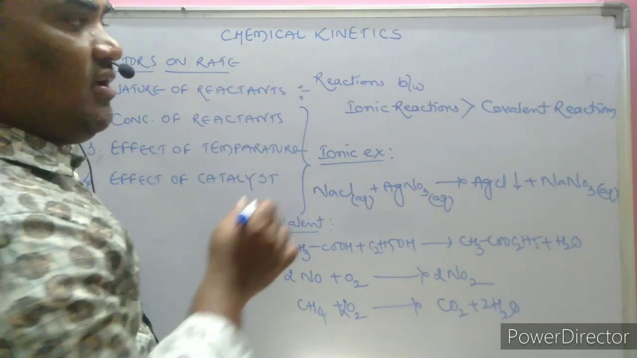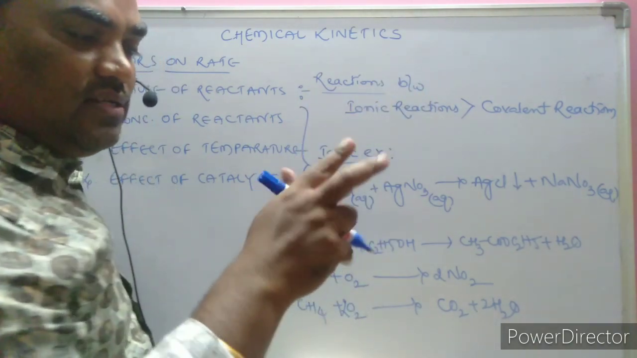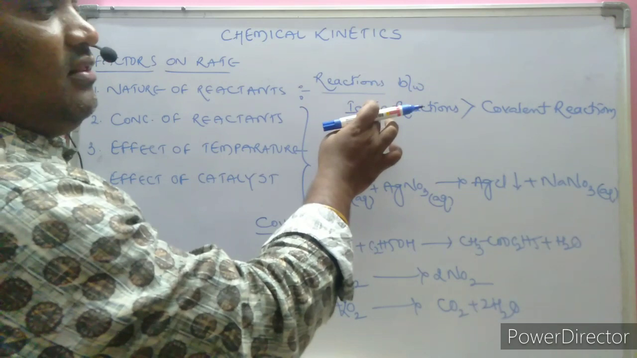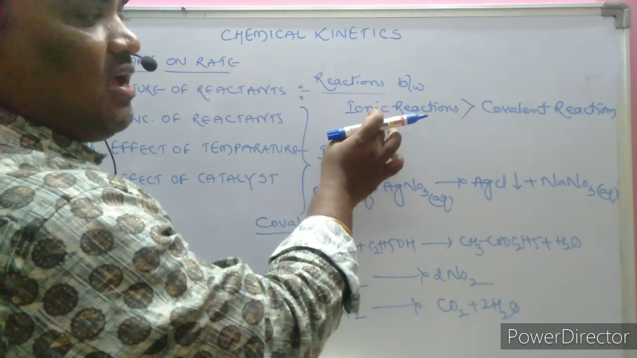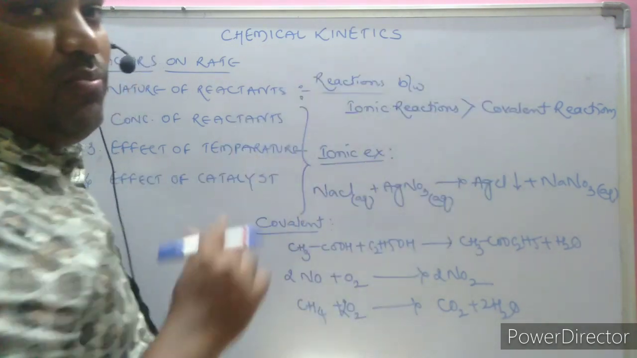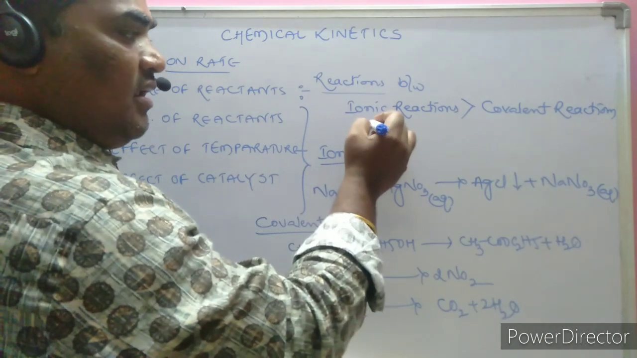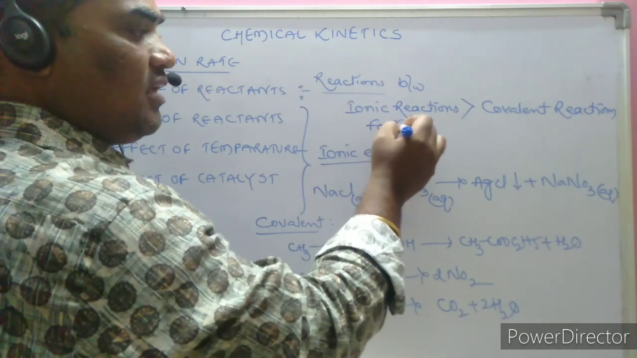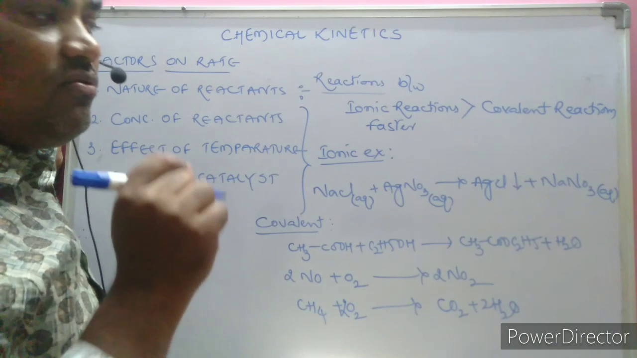First one is the nature of reactant. Here the nature of reactant is nothing but we need to consider the reactions which take place between an ionic molecule and another is a covalent molecule. We know well, ionic reactions are faster compared with covalent reactions. Why?